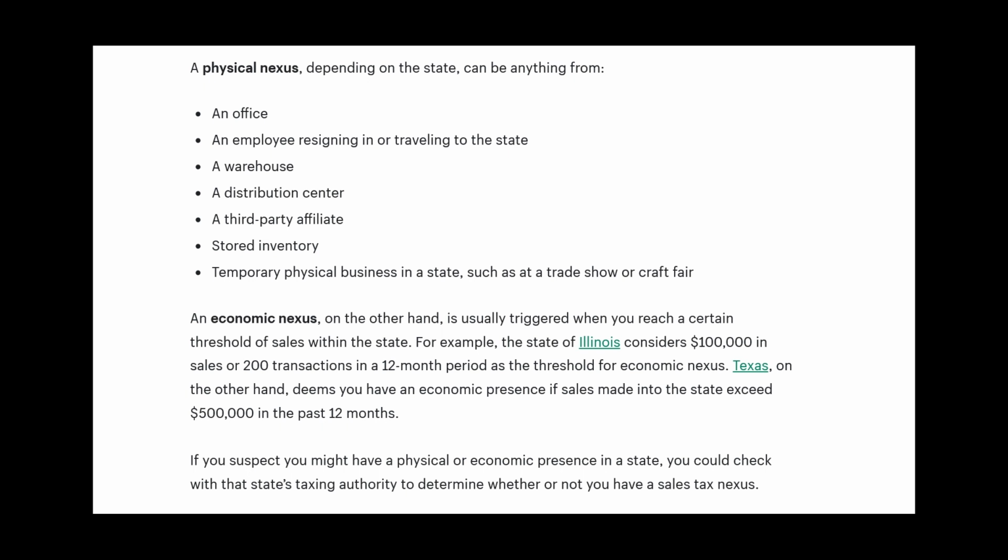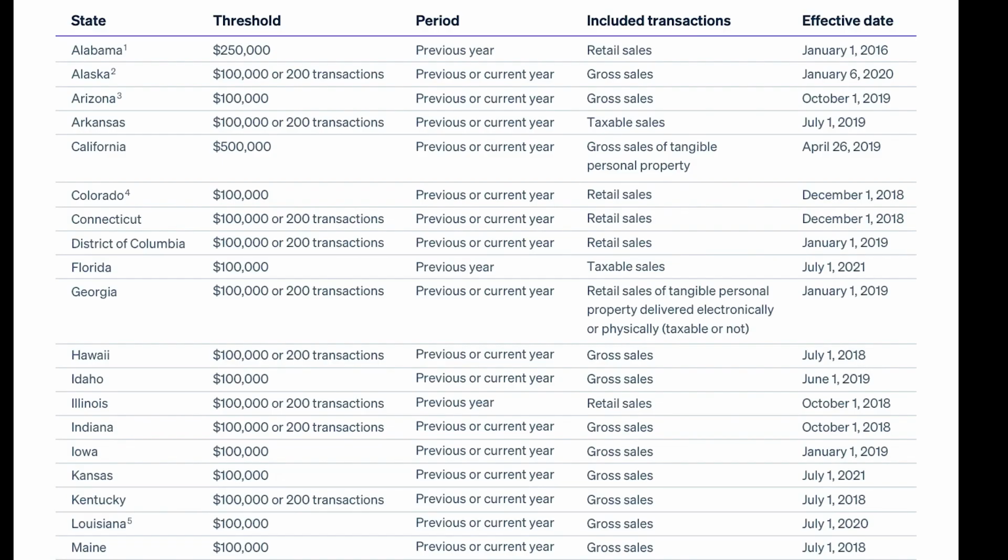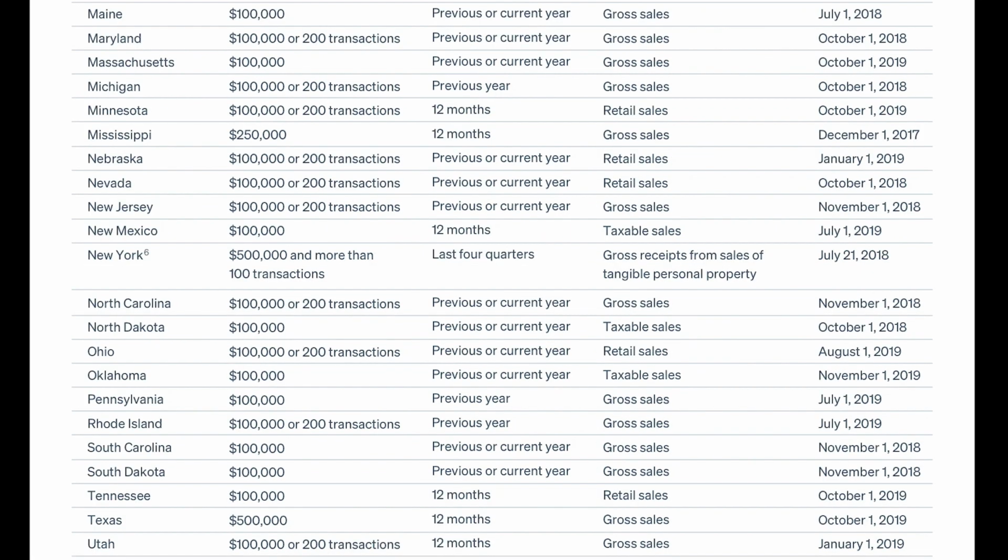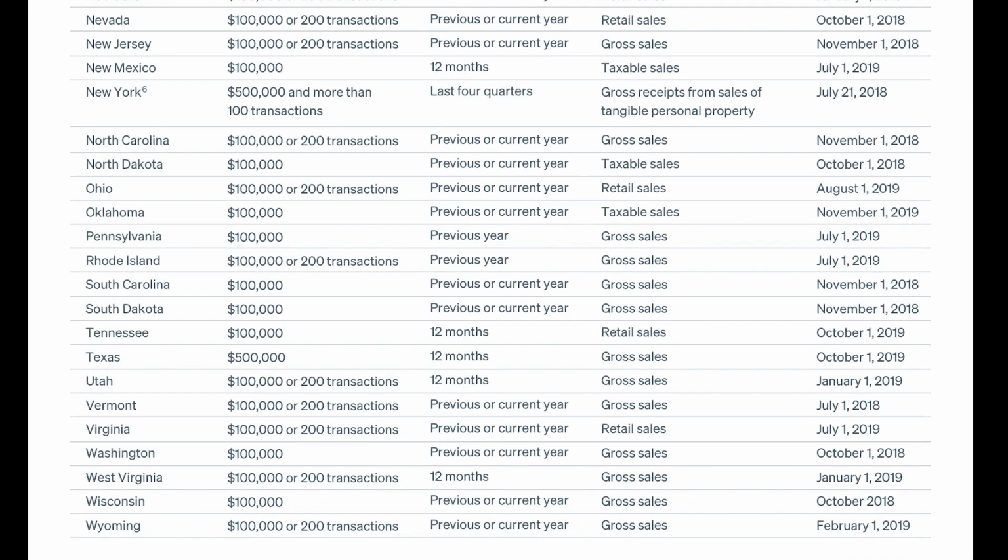Additionally, you can also have nexus in a state if you meet the economic nexus standards. Once you reach a certain threshold of sales within a state, then you have nexus in that state. These standards are different for every single state. Nexus is really confusing. It is completely overwhelming to look at, understand, and adhere to all the compliance issues and tax filings for every single state.